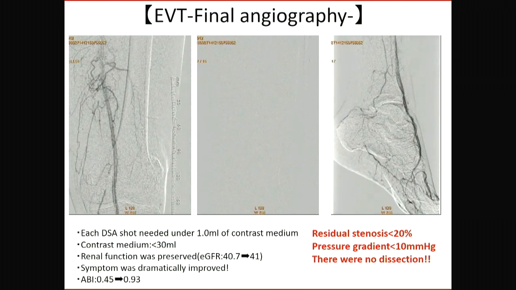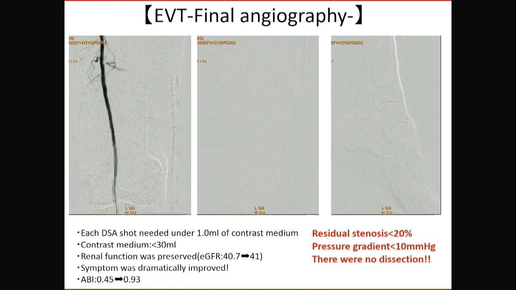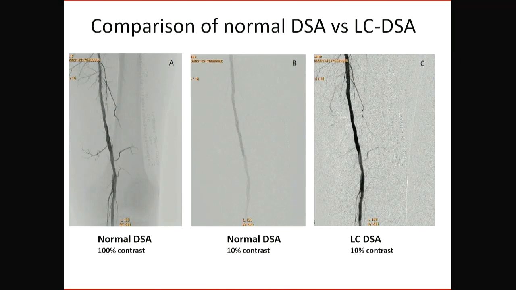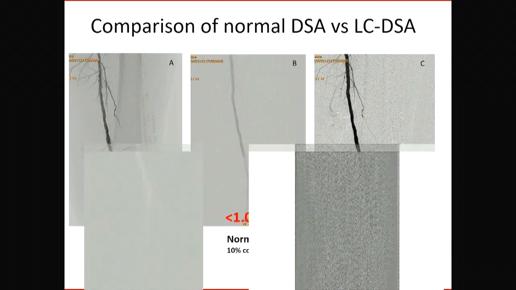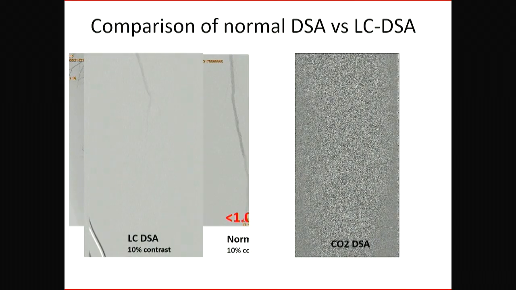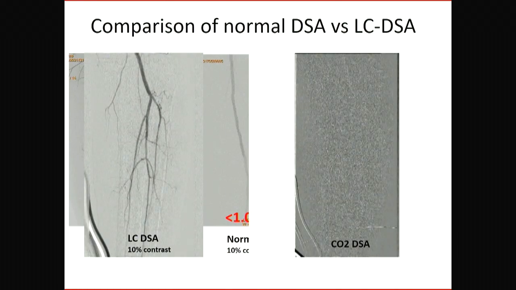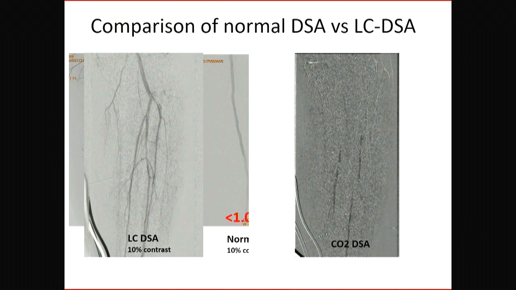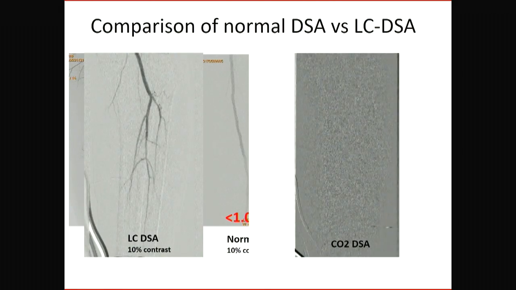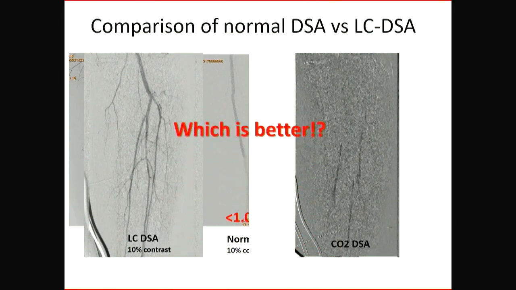Renal function was well preserved, and the clinical course was very good. And this is the discussion. This is a comparison of normal DSA and normal DSA with diluted contrast, a very faint image, but using LC-DSA with 10% contrast, we could get a very beautiful picture like this. And this is a comparison with CO2 angiography in the BTK region in the same patient. The imaging quality is better than CO2 DSA, like this.